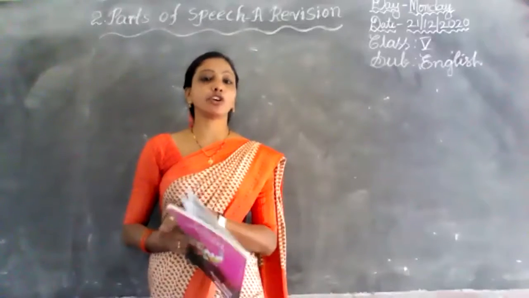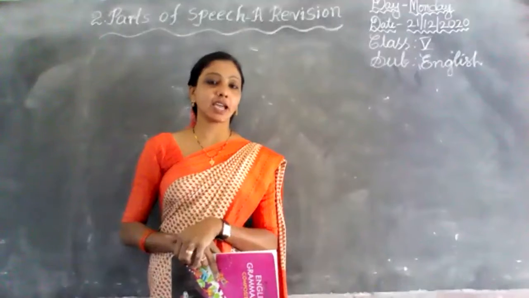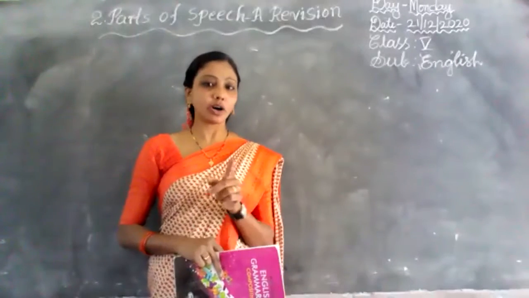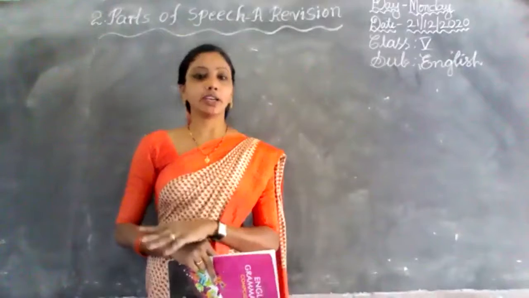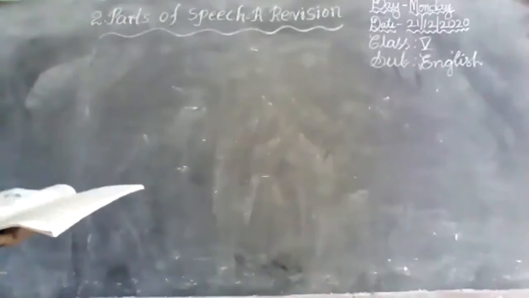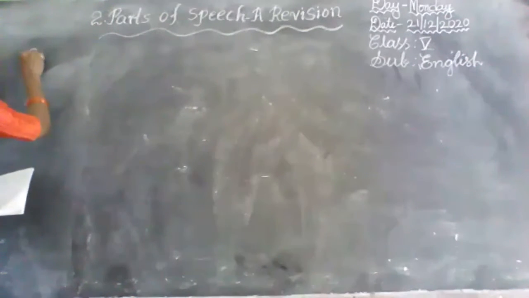The next is adverb. What is an adverb? An adverb is a word which describes, modifies or qualifies a verb, an adjective, or another adverb. Okay, this I will explain now. First, I will explain adverb.